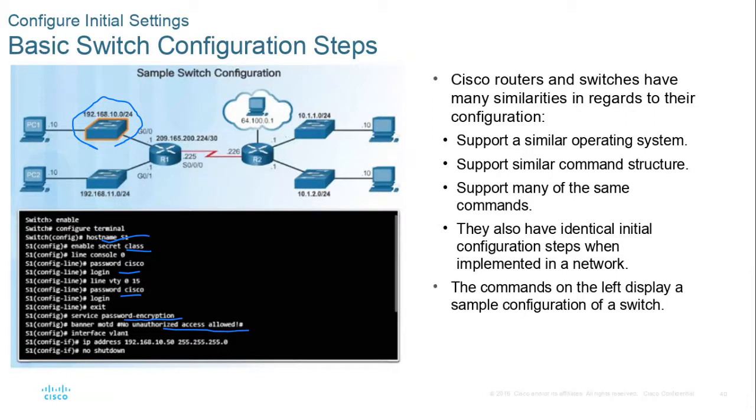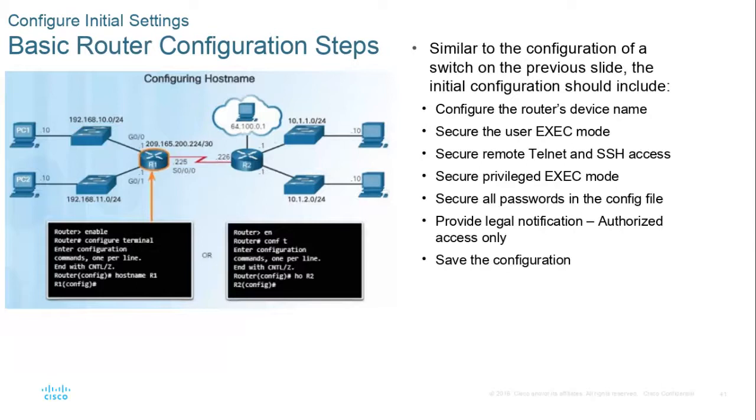And then we went to interface VLAN 1 and we put in the management address for that switch so we could ping it to make sure it's working, and telnet or secure shell into it to check in on operation of it. So the routers have a very similar operating system, similar command structure. Many of the commands are the same, with identical initial configuration steps. When we set up a router, the commands are going to be very similar to what we've already done on the switch. So let's do a router.